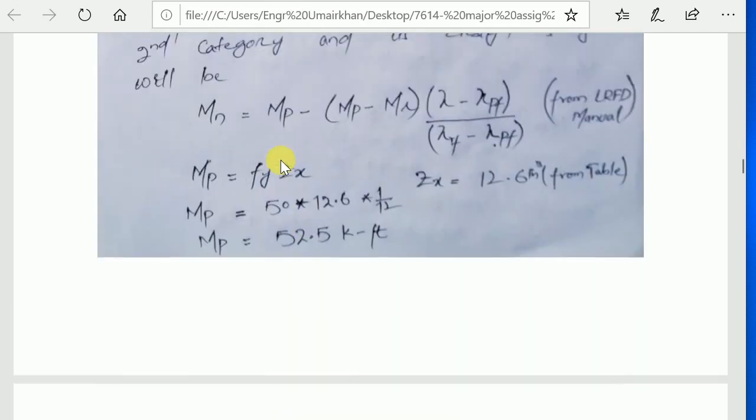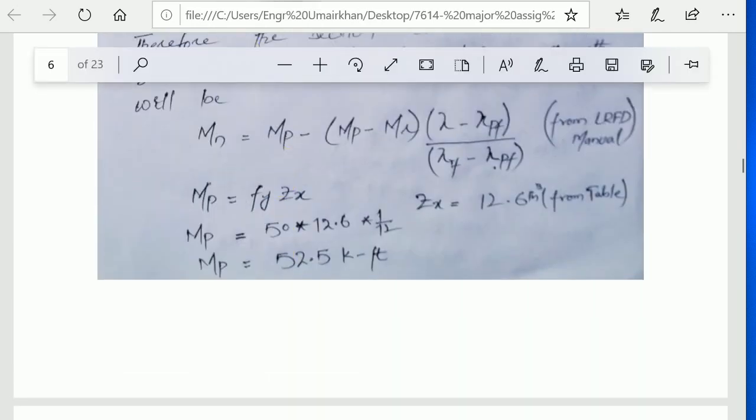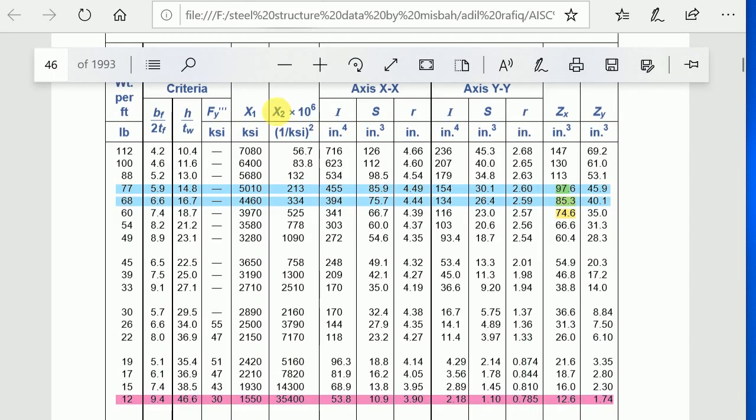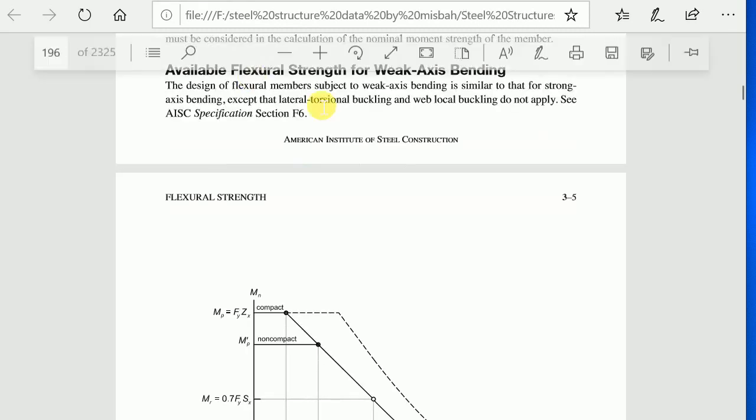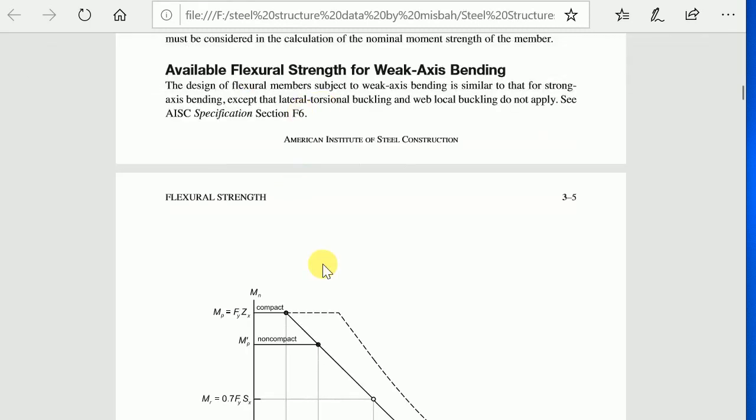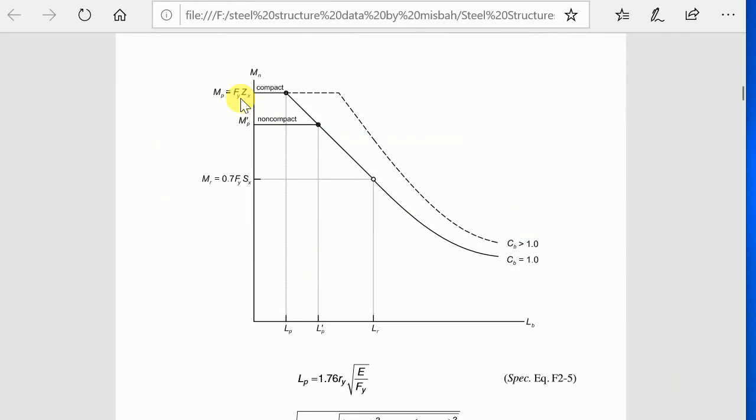Okay, this is the AISC manual. You see the graph over here. We have a compact section, a non-compact section, and an elastic section. You will see Mr and Mp. The strength, which in our case is Mn, is in between Mp and Mr. And you see the formula as well, and you see these lambda values.